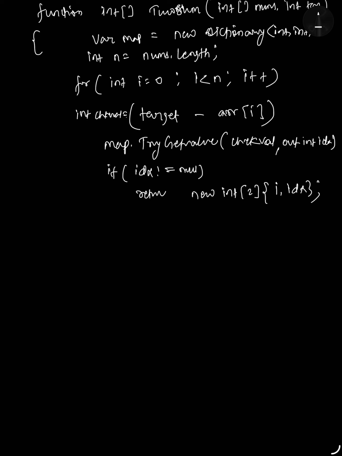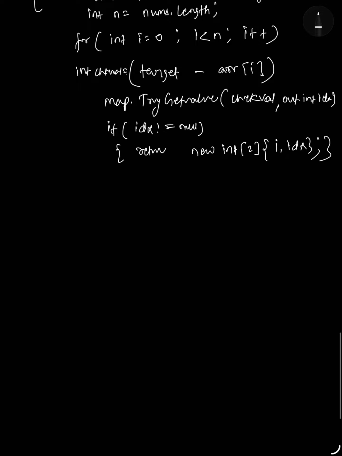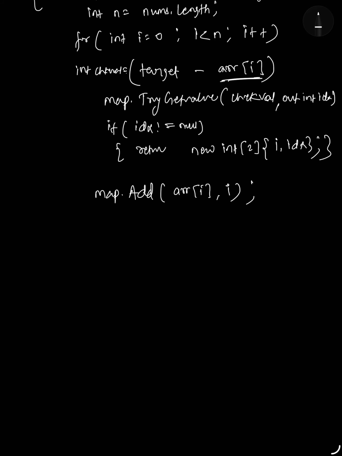Okay, if not, what we have to do, we have to continue. Before doing that, we will store the checked value, whatever the current value is. So we were having current value as array of I, so we are going to do map dot add our current value of item and the current index, so that for the next iteration of I, it can be useful and a valid candidate. And this is where our for loop will end.